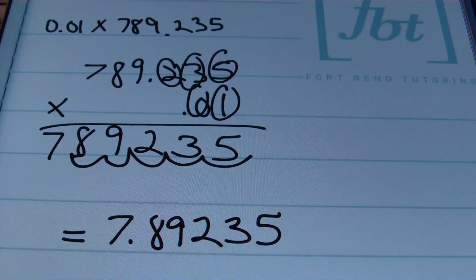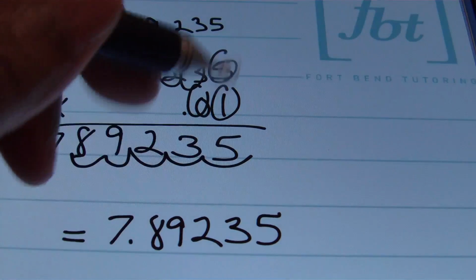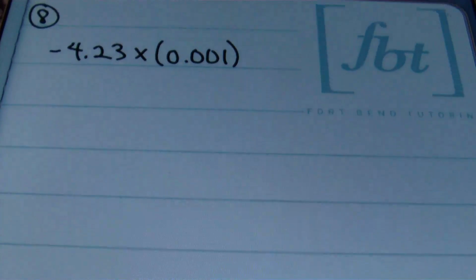Remember that shortcut I told you at the beginning? I said when multiplying by 100th, all you had to do is move the decimal 2 places to the left in the other number, and that would be your response. And now we have proven that. So I'm going to put a red box around my answer here, because that is the answer to problem number 7. In problem number 8, we have the following.